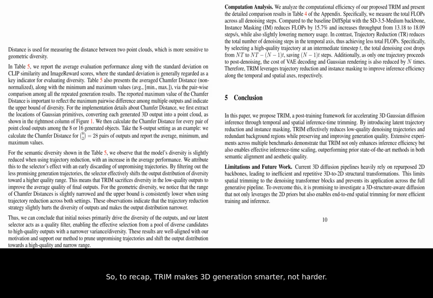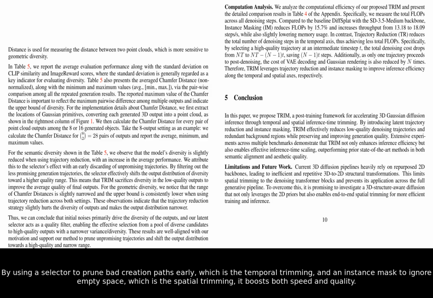So, to recap, TRIM makes 3D generation smarter, not harder. By using a selector to prune bad creation paths early, which is the temporal trimming, and an instance mask to ignore empty space, which is the spatial trimming, it boosts both speed and quality.